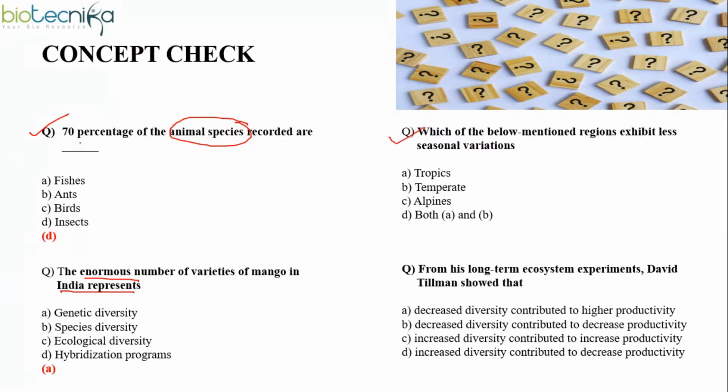Then another question: which of the below mentioned regions exhibit less seasonal variation? This is very easy, right? It's the tropics, because fewer disturbances are there.